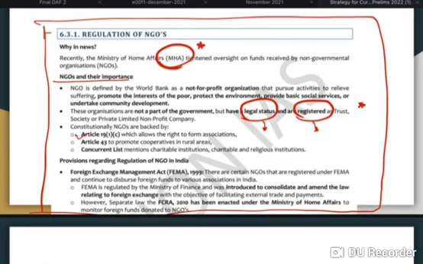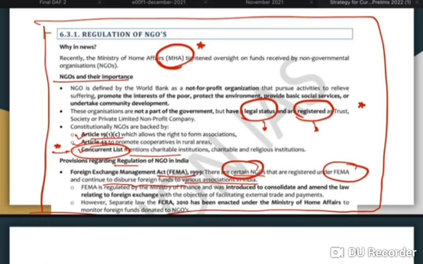Then constitutional provisions, yes, they are also important. Yes, the concurrent list is important. UPSC might say they are in the state list, but no, they are in the concurrent list. Then provisions regarding regulation. Foreign Exchange Management Act: there are certain NGOs that are registered under FEMA and continue to disburse foreign funds to various associations in India. UPSC might ask, there are no NGOs which are registered with FEMA. Now here a question can be formed.